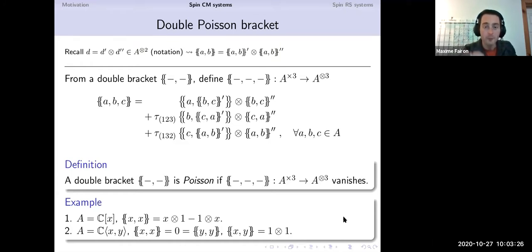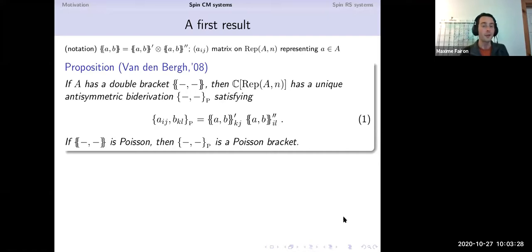Great. So now is the really nice result, this proposition of van den Bergh. Before I can really state it, just let me remind you of that notation, Strong-Reader's notation: whenever I compute the double bracket of something A with B, I can write it as being the double bracket primed and the double bracket second. Okay, so this is just a notation.